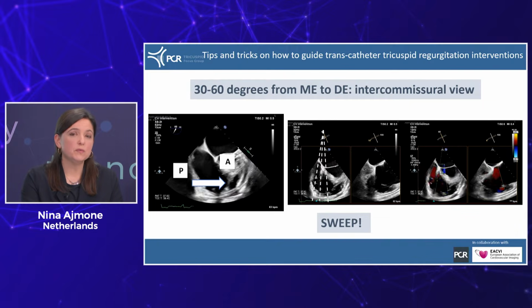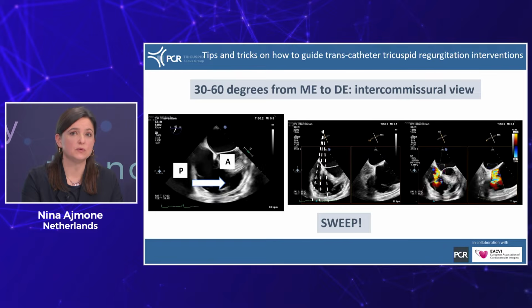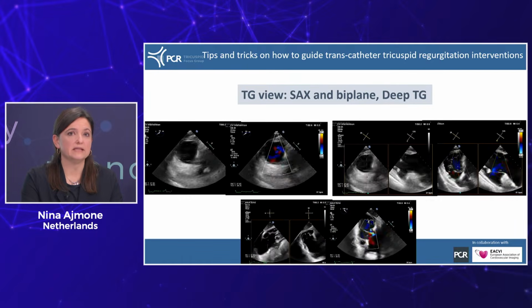Doing this sweep, moving your trackball in the biplane mode, you will indeed go from the posterior leaflet to the anterior leaflet, as always opposed to the septal leaflet. So as you can see on the right side, you can always look where the leakage is coming from and what is the gap. Same with the transgastric view.